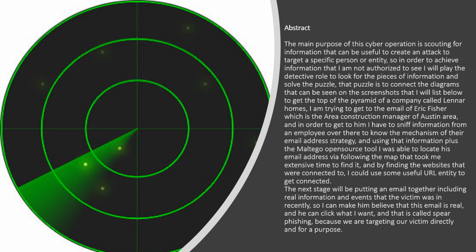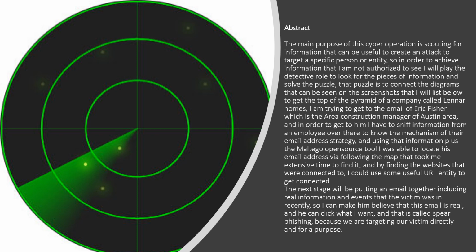I'm trying to get to the email of Eric Fisher, which is the area construction manager of Austin area. In order to get him, I will have to sniff information from an employee over there to know the mechanism of their email address strategy. Using that information plus the Maltego open source tool, I was able to locate the email address via following the map that took me extensive time to find it.